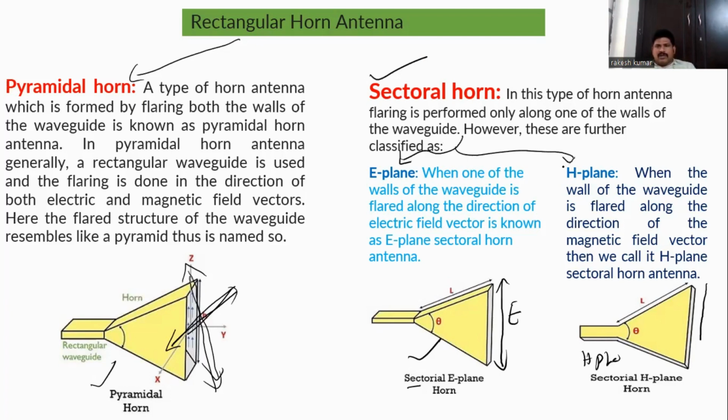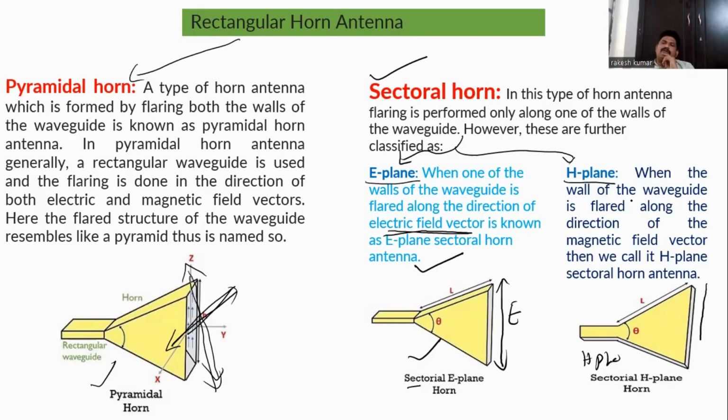One is E-plane sectorial horn antenna. The other one is H-plane sectorial horn antenna. So what is meant by the E-plane sectorial horn antenna? When one of the walls of the waveguide is flared out in the direction of the electric field vector, if the flaring is done along the direction of the electric field vector, it is known as E-plane sectorial horn antenna.